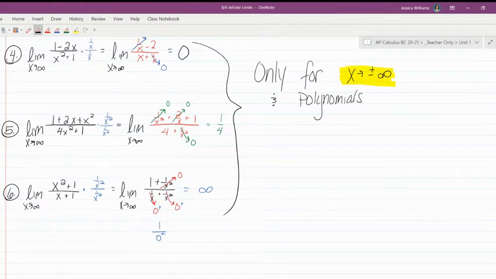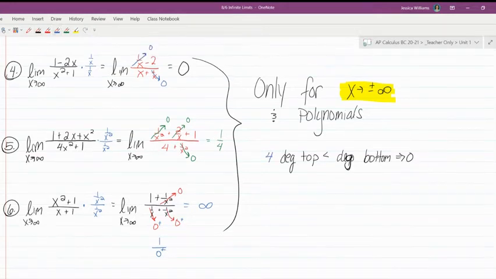Here are your shortcuts. If the degree on top is less than the degree on bottom, you will go to 0 every time. And that's like number 4. So the top degree was 1. The bottom degree was 2. 1 is less than 2, so this is going to 0.